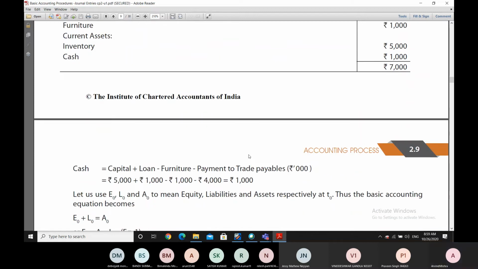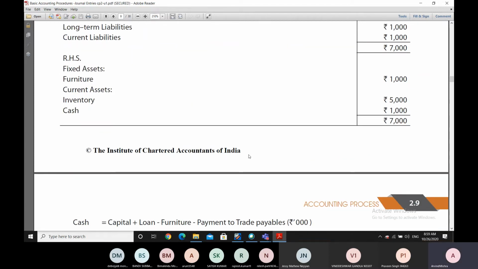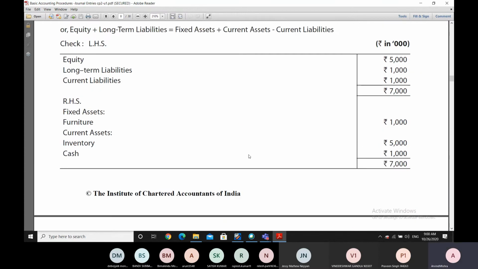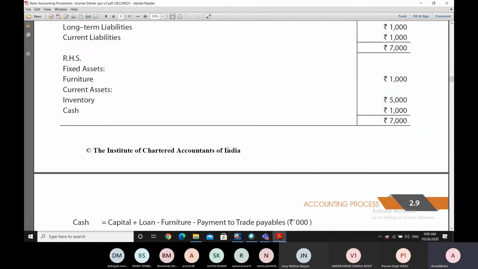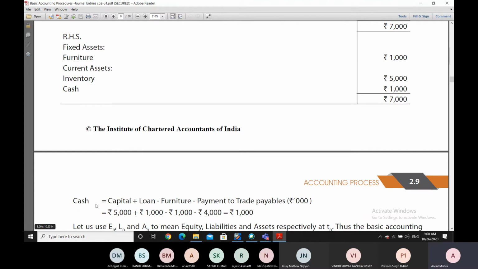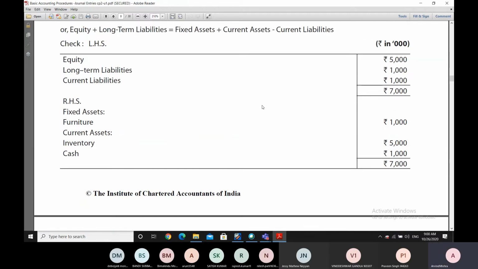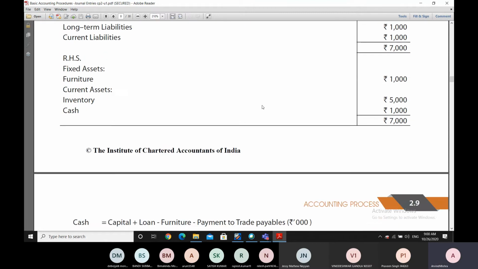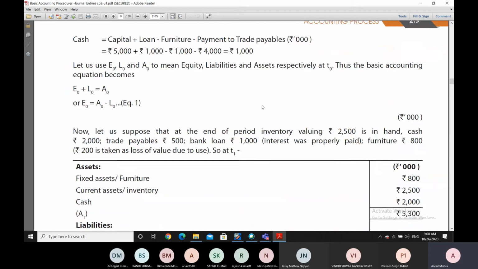So therefore, we can look at it like this, that in case we want to write the equation for cash, we can say cash is equal to capital plus loan minus furniture minus payment to trade payables. Just applying the accounting equation, that's all. Or rather expanding the accounting equation to include the specific kinds of liabilities and the specific kinds of assets into the accounting equation.